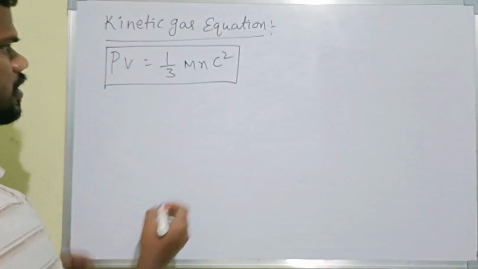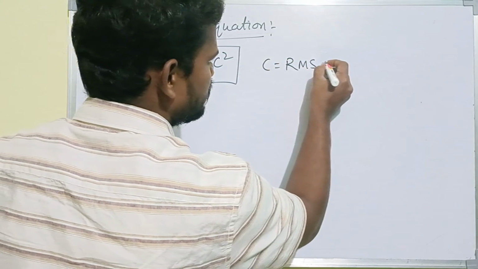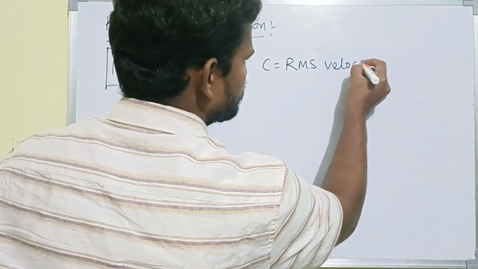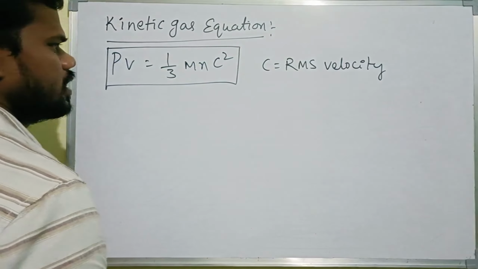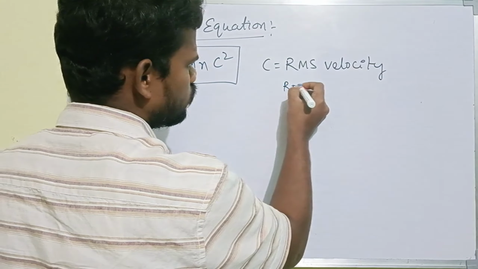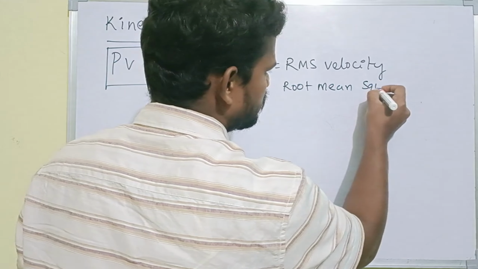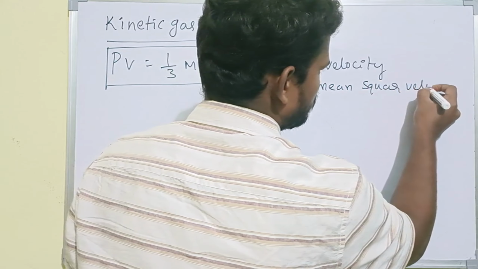Here, what is c? c is the RMS velocity. RMS means root mean square velocity.